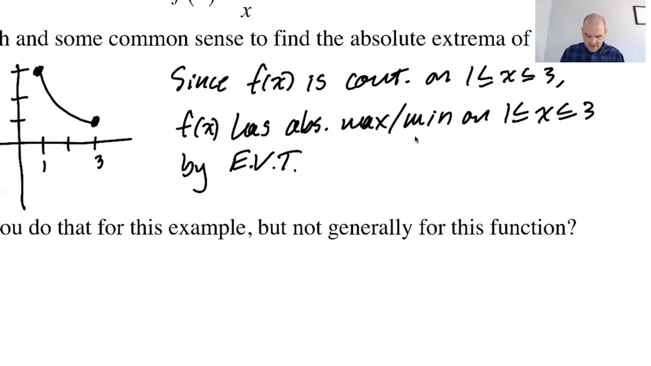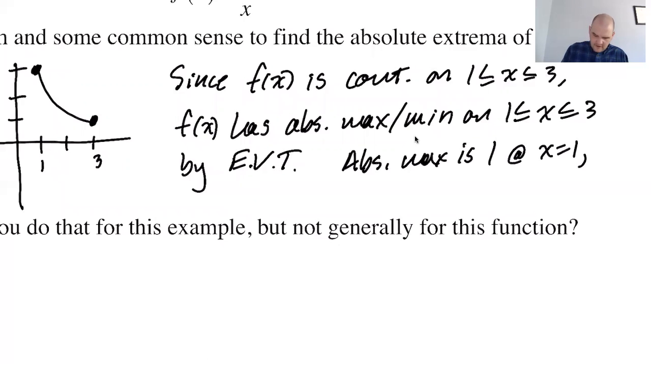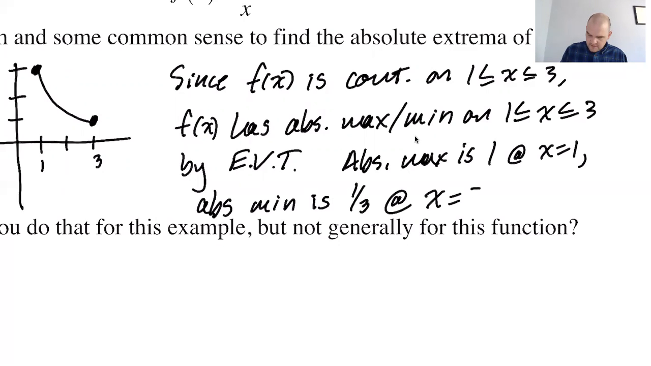So let's answer this question, and then I'm going to jot something down about that because I think it's important. All right, so the absolute max is 1, which occurs at x equals 1. And the absolute min, which remember is the y value, it's not the x value, is 1/3, which occurs at x equals 3.